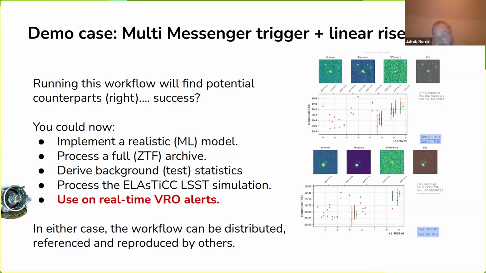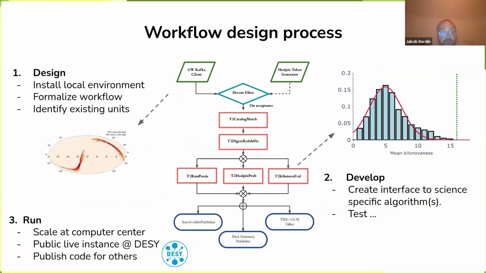And now we're finally getting to the topic of this session. Once you have configured your workflow, you can change the input module to use the real-time Vera Rubin alert stream. In that case, you need to upload it to a live AMPEL instance where the actual alerts are being run, but it will be the same workflow configuration as you worked with locally. And in either case, the workflow can be distributed, referenced, and reproduced.